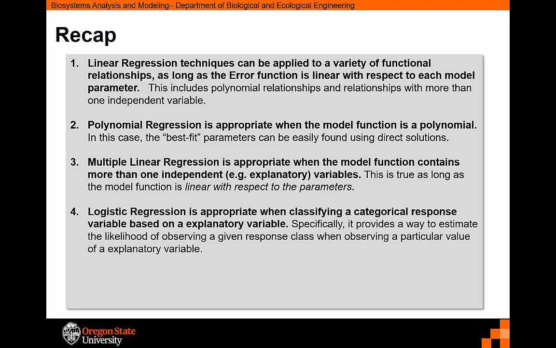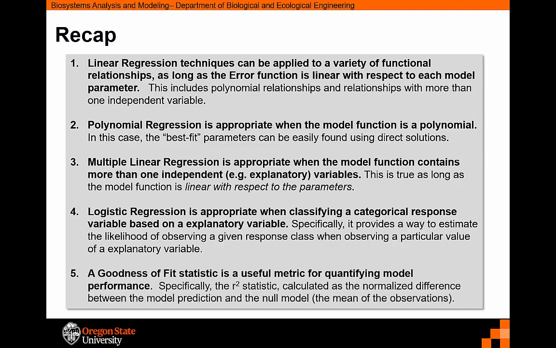We also looked at logistic regression used when our response variable is categorical and we are trying to estimate the probability of observing a particular class for a given level of an explanatory variable. Just as with linear regression techniques that we have used so far, logistic regression relies on having an observational data set to estimate best fit parameters for the model. Finally, we developed a goodness of fit statistic for measuring model performance, specifically how much of the variability of the observed data our model explains when compared to the null model not containing the explanatory variable.